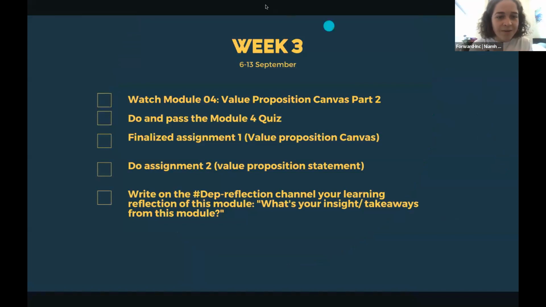For this week, we'll really want you to watch the Module 4, Value Proposition Canvas Part 2. We want you to do and pass the Module 4 quiz. We want you to finalize your assignment 1, your Value Proposition Canvas, and do your assignment 2, Value Proposition Statement, as well as, very importantly, putting in your reflection into the reflection channel on Slack about your insights and your takeaways from this week's module, to get your cookie points.